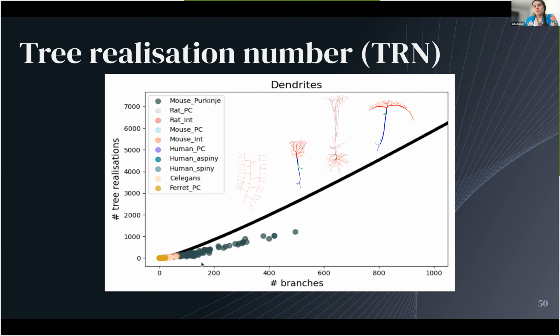I forgot to put this diagram here, but if you try to generate barcodes randomly, you would see that the tree realization number is much higher compared to the biological tree realization number that we get. So there seems to be an underlying relation in biological trees that is respected, which we're still trying to figure out, a sort of golden rule for neuronal trees.